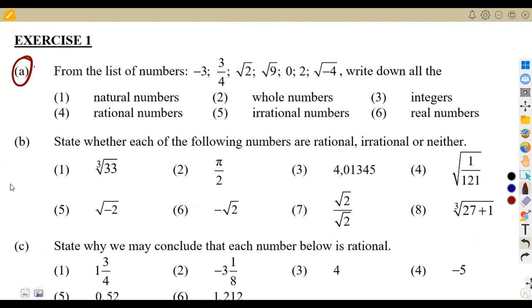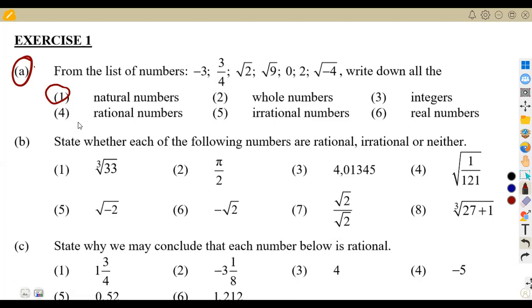All right. So from the list of numbers, we are given -3, 3/4, the square root of 2, the square root of 9, 0, 2, and the square root of -4. Write down all the natural numbers. That is our first question in this case. What do we refer to as the natural numbers?